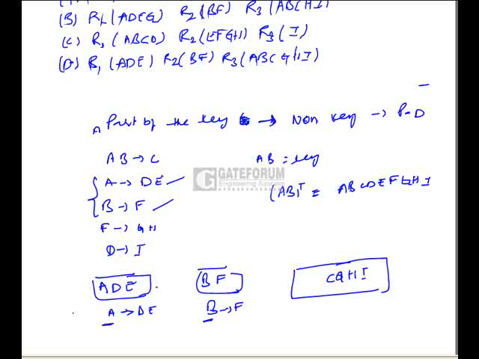These are the remaining attributes, and in order to maintain the relationship between these three tables, we'll keep A and B as foreign keys in this table. So these are the 2NF tables for this question, which is option D.